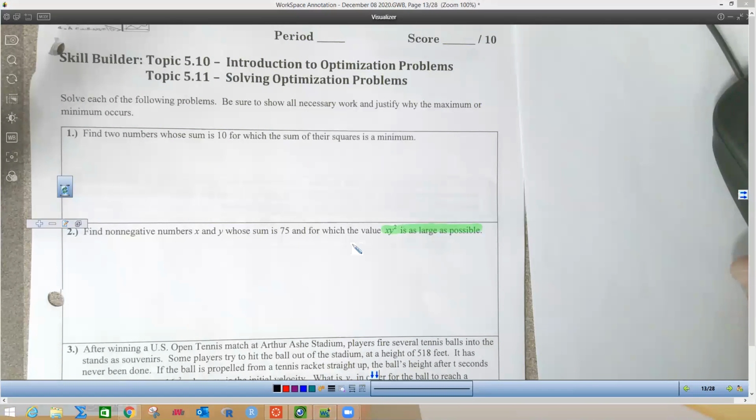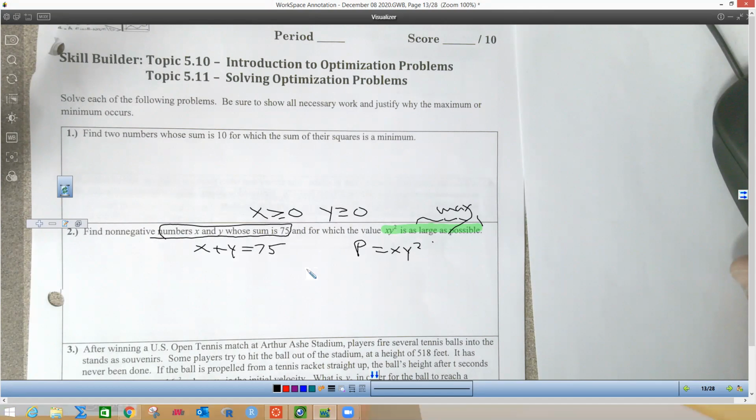So I'm going to put P for primary. My primary equation is P equals x y squared. And large means I want to maximize this equation right here. And then this is where I get my secondary equation. Now this says find non-negative, so something you probably should write down is, hey, we want x to be greater than or equal to 0 and y to be greater than or equal to 0. So we're not worried about any negative numbers here. And it says we want their sum, so x plus y has to be 75, and that's my secondary.